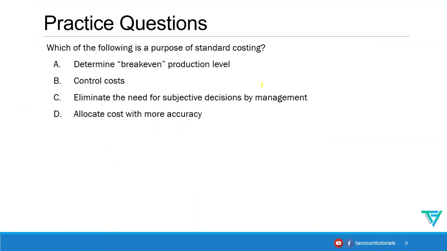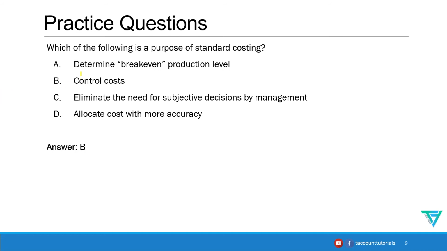Alright, so before we actually proceed to the computations, let's tackle a few practice theory questions. First, which of the following is a purpose of standard costing? A, to determine break-even production level. B, to control costs. C, to eliminate the need for subjective decisions by management. Or D, allocate costs with more accuracy. So the answer is, of course, B, to control costs, which is the primary purpose of using standard costing.